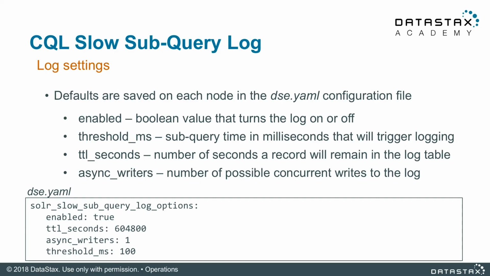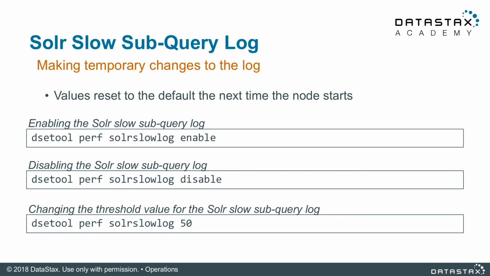Like the other log we just saw, the Solr slow subquery log is configured in the dse.yaml file. There are fewer settings here, but you are able to tune the amount of time needed to trigger logging, how long logs will stay in the database, and how many concurrent writes can be made to the log. The dsetool perf solrslowlog command can also make temporary changes to the Solr slow subquery log settings, and can temporarily enable or disable logging, or change the threshold value. Again, changes stay in effect until the next time DSE starts up, reverting back to the settings in the dse.yaml.